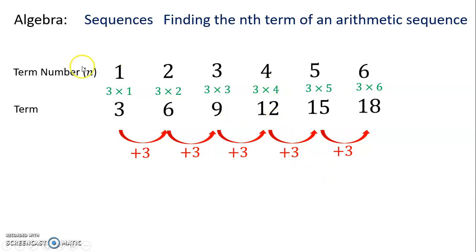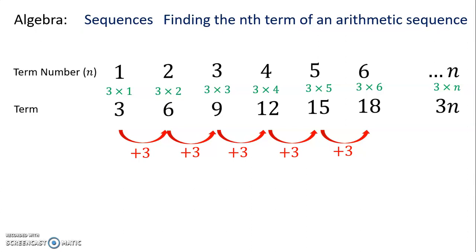So now we're going to talk a bit more about this n here, which is referring to the term number. So this is algebra, and if we want to generalize what's going on in this sequence, we want to say, what do we do to the term number to get the term? And hopefully you can see that what we're doing is we're multiplying the term number by 3. So we want to communicate that in a more general way. If we say the term number is n, what are we doing to n to get the term? We're multiplying it by 3, so 3 lots of n. And so our term is always going to be 3n.